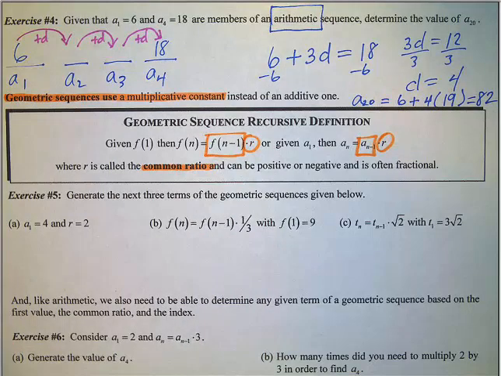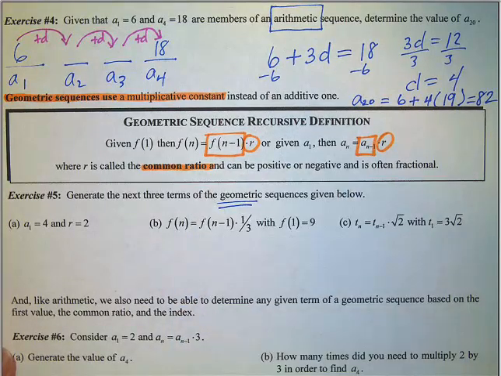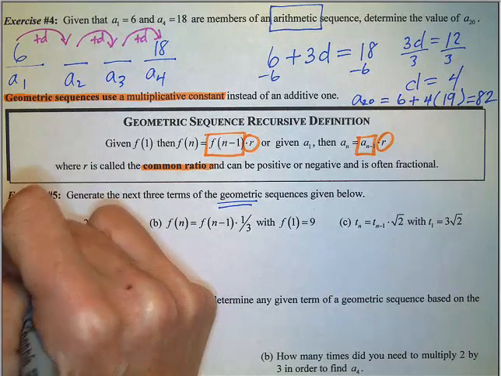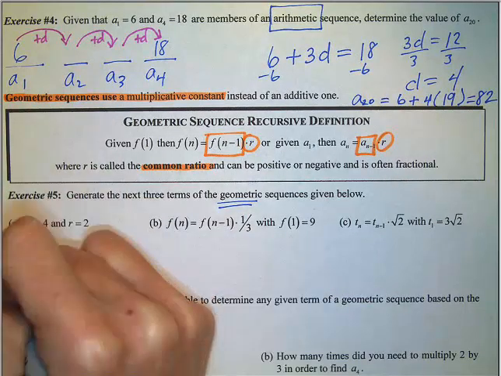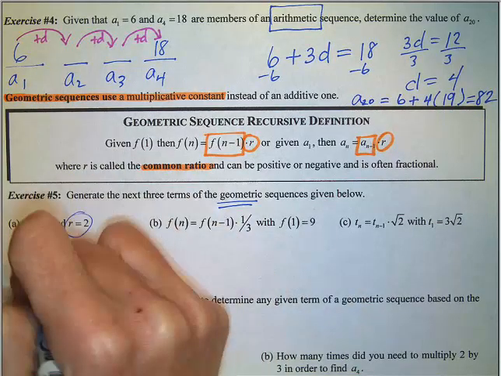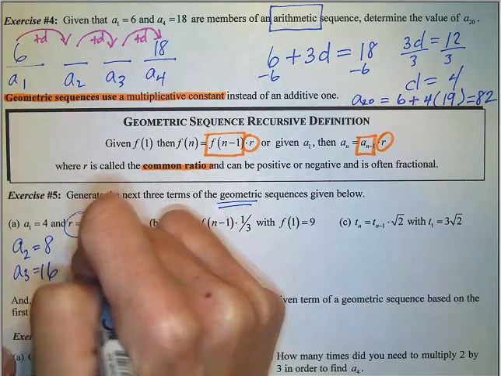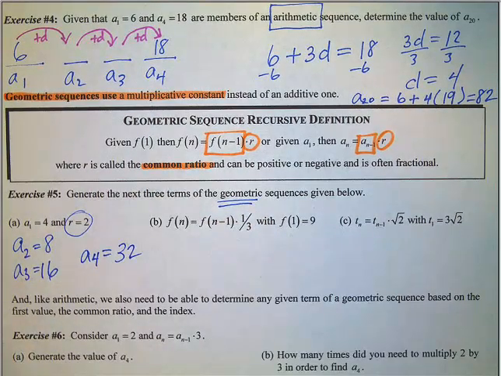So generate the next 3 terms of the geometric sequence given below. So again, it's geometric, so we're multiplying. So the second term, we have to multiply by the first. The third term, we have to multiply by 2. The fourth term, we have to multiply by 2, because that's our pattern, is to multiply by 2.